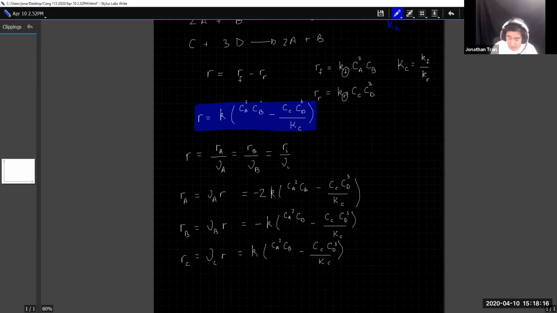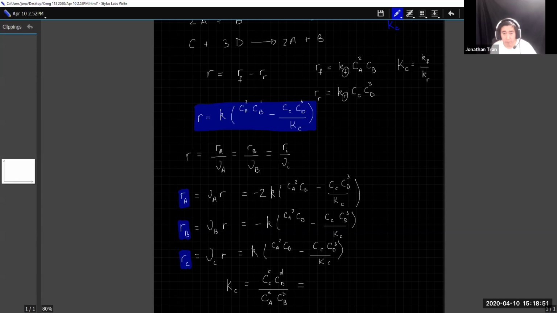And then the last part of this is going to be to solve for Kc. So as I already mentioned, the general form of Kc for a reversible equation is simply going to be the concentrations of the products raised to their stoichiometric coefficients, divided by the concentration of the reactants raised to their stoichiometric coefficients.